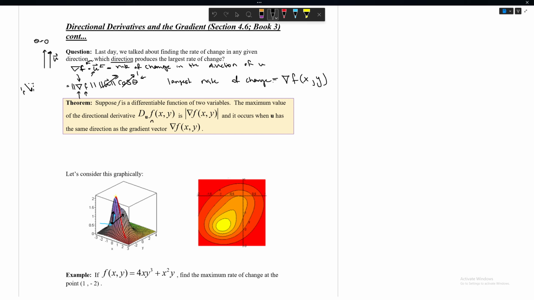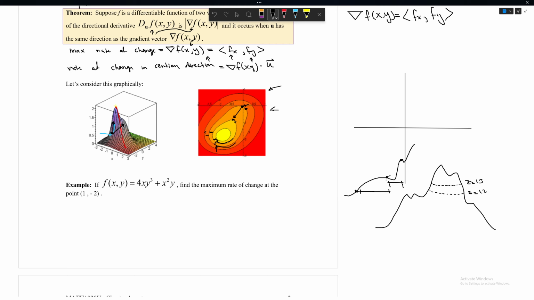So if we have a hill, the change from here to this point on my x is pretty short, but the change from this point to this point on my x is pretty long. That's how compact it is if you look at it from above, right? So I hope that explains it well.